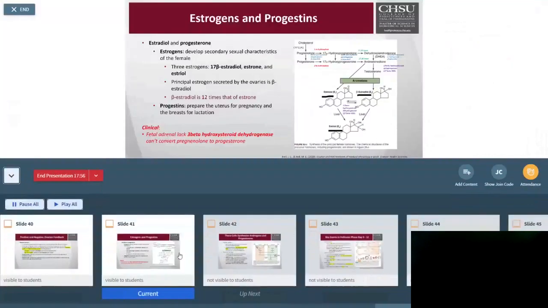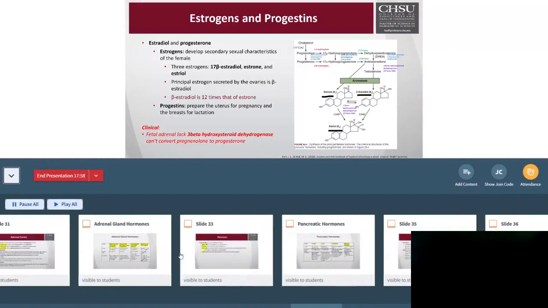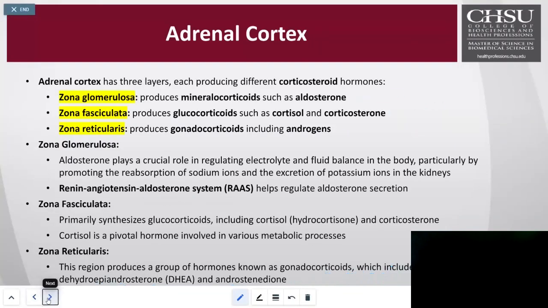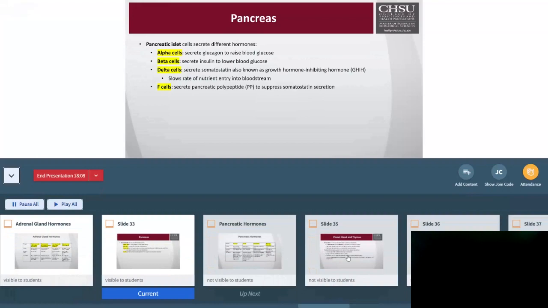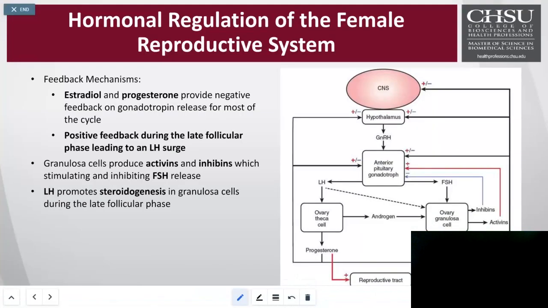So let me go back a few slides because we're just jumping ahead because it's related. So earlier I was saying that you have the reticularis that's used to make DHEA, and that's where that comes from. We're going to skip the pancreas because we already spent some time on pancreas, so that's something that's not too important right now. So the last part of today's talk on the hormones, we'll zoom in just onto FSH and LH. Okay, so follicle stimulating hormone and luteinizing hormone.